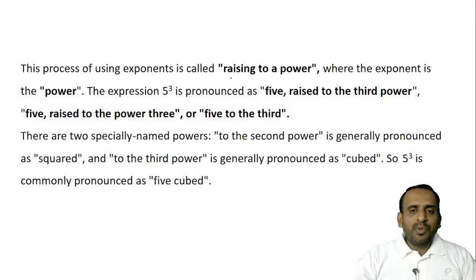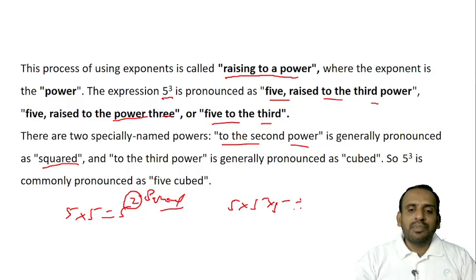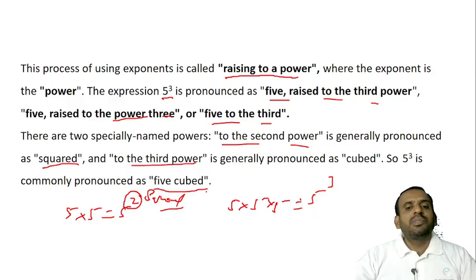Okay, this process of using exponents is termed as raising to a power, where the exponent is the power. So 5 to the power of 3 is 5 raised to the third power, or 5 raised to the power of 3, or 5 to the third. You can pronounce it in any way. Okay, there are two specially named powers. The second power is generally called squared. That is, if we multiply 5 two times, then it is 5 raised to 2 or 5 raised to the second power. This is commonly called squared. In the same way, if 5 is multiplied thrice, that is 3 times, it is 5 raised to 3, or 5 cubed. 5 cubed is what we call it.